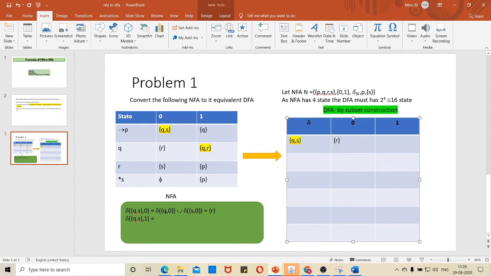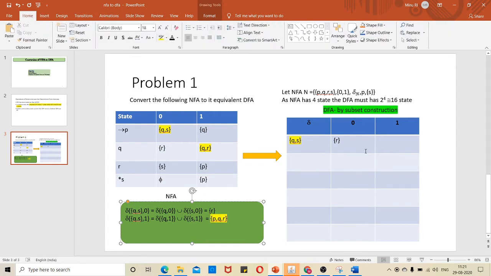Likewise, if it is 1, the same way there are two states, instead of 0 we need to check it for 1. In state q, what happens when 1 comes? In q, if it is 1 it goes to q comma r, so write q comma r. In s, if it is 1 it goes to p, so it is actually p comma q comma r. So we got another new state. So this is our next new state, p comma q comma r.